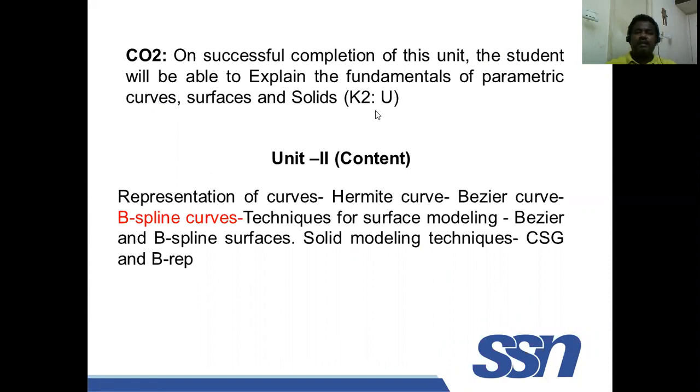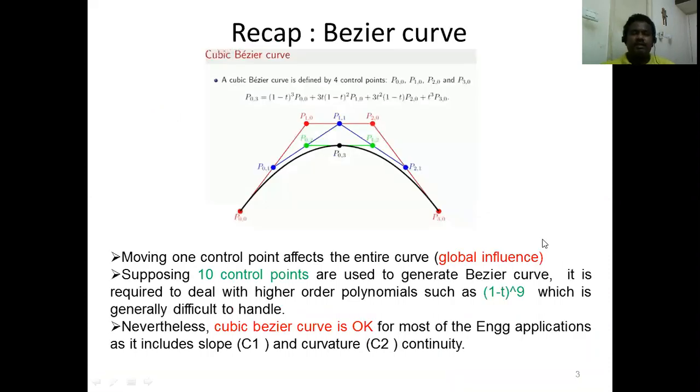Just a recap of Bezier curve. Let me begin with Hermite curve also. Hermite curve is defined by the position of endpoints and its tangent vectors, whereas a Bezier curve is defined by having a number of control points. If I am interested in generating a third order or cubic Bezier curve, I should have four control points.